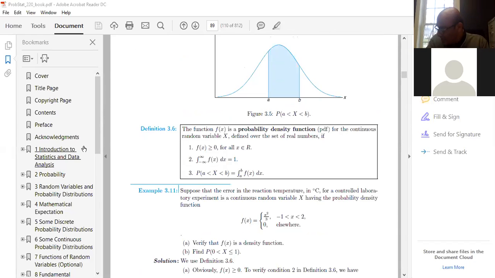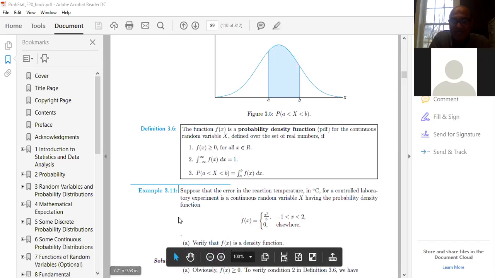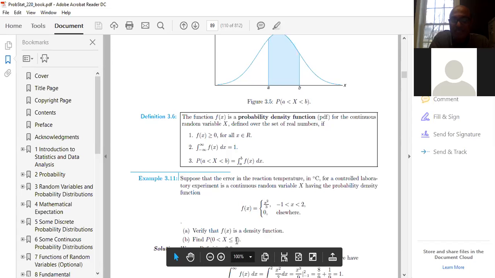Look at this example number 3.11. It says that suppose the error in the reaction temperature in centigrade for a controlled laboratory experiment is a continuous random variable x having the probability density function f(x) equal to x squared by 3 in the range of -1 to 2, otherwise it is 0. Once you write -1 to 2, you don't have to mention whether -1 is less than or equal to x, or x is less than or equal to 2. As I told you, equality, anyhow, we're not going to count that point. Verify that f(x) is a density function. That means you have to verify that f(x) satisfies these three conditions. The second point is to find the probability that 0 is less than x is less than or equal to 1, the probability of the random variable x between 0 and 1. That means you need to change the range of the integration to between 0 and 1.